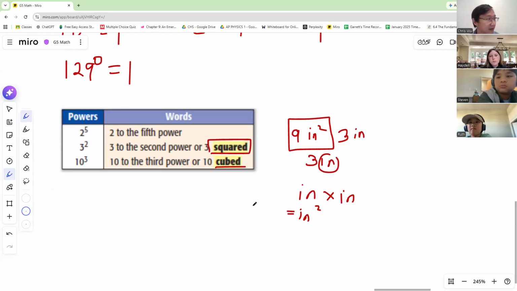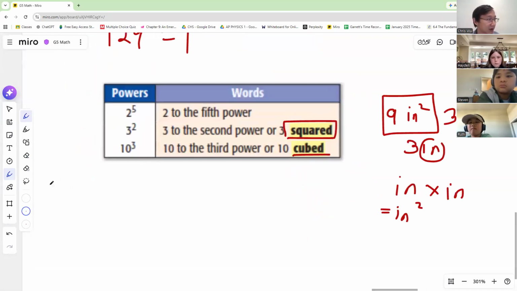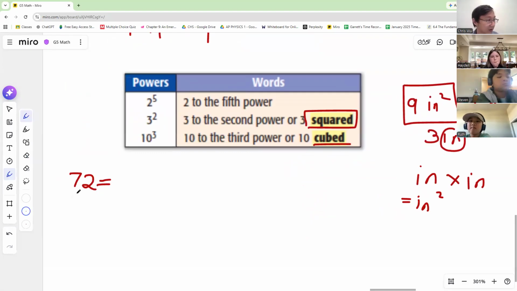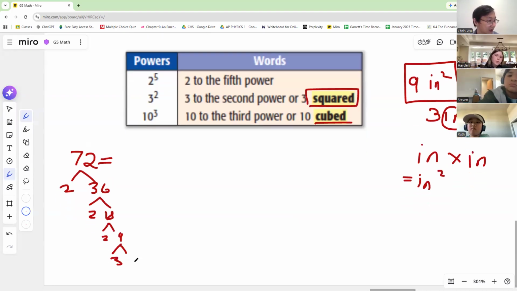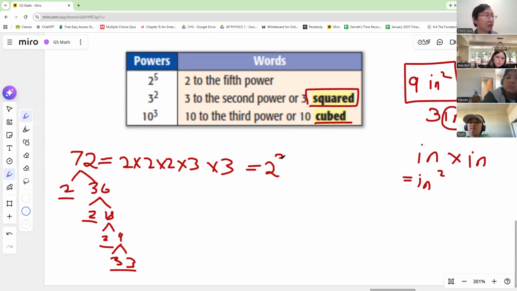We kind of did this yesterday a little bit as well, so we're going to retry these two. Let's say I have 72. I want to break it down to powers, right? So I can get maybe 2 and 36, 2 and 18, 2 and 9, and then 3, 3, right? So if I just do the unbranched ones, I get 2 times 2 times 2 times 3 times 3, which is equivalent to 2 cubed times 3 squared, right?